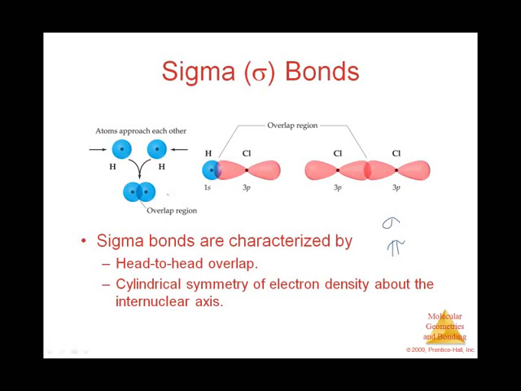So it's characterized by head-to-head overlap. So this atom colliding with this atom, and it's this head-to-head overlap. This s colliding with the head of the p as opposed to the side of the p, or 2 p's hitting head-to-head. So you end up getting a cylindrical symmetry of electron density around the axis.